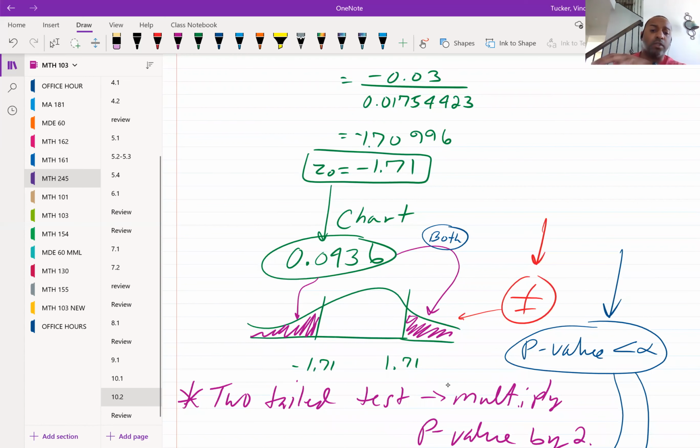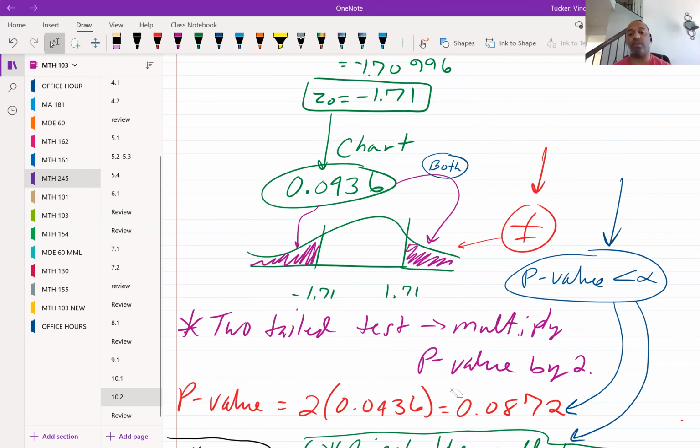All right. So we have these two pieces. We know 0.0436 is over here, but because it's symmetric, remember how this thing works, it's symmetric about the mean. That means it's 0.0436 over here as well. So for a two-tailed test, you're going to multiply the p-value by 2. And that'll give us 0.0872.